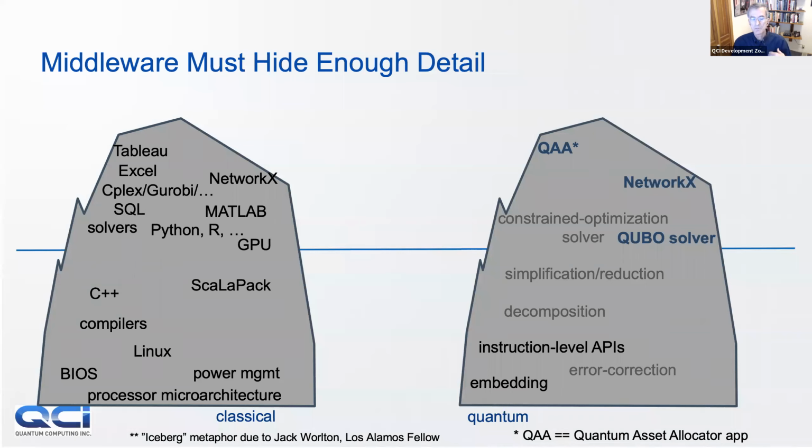Another thing we're doing is moving towards something that's a little more general than a QUBO solver, which would be a constrained optimization solver.